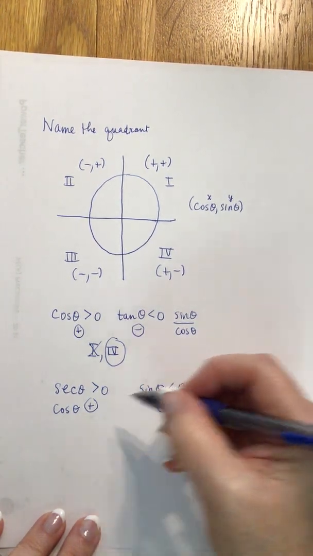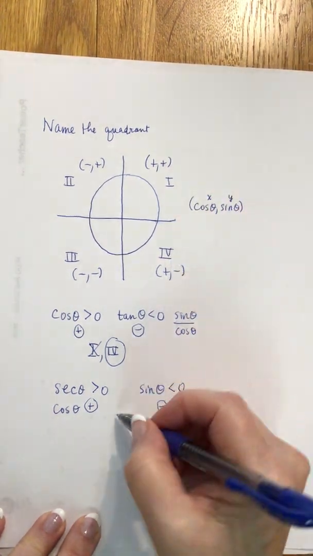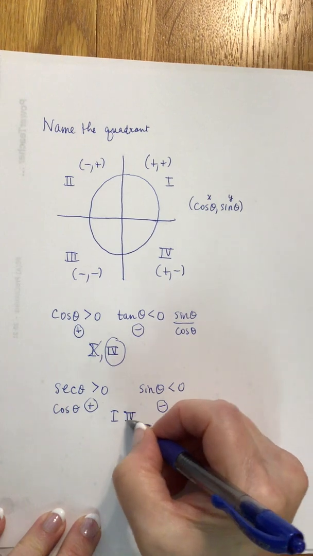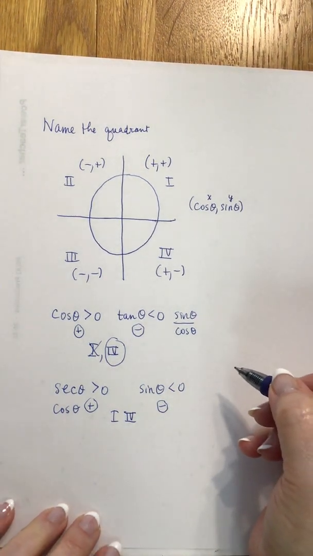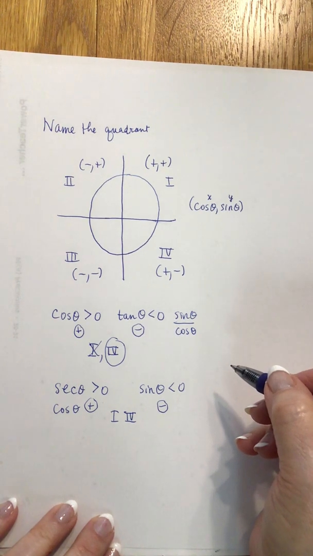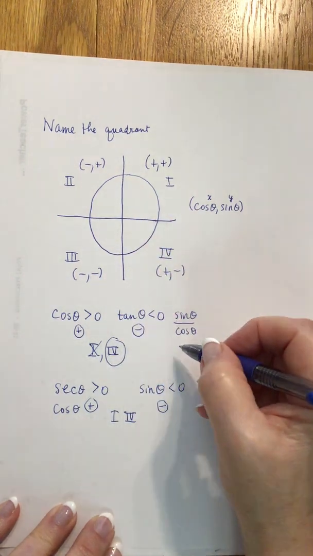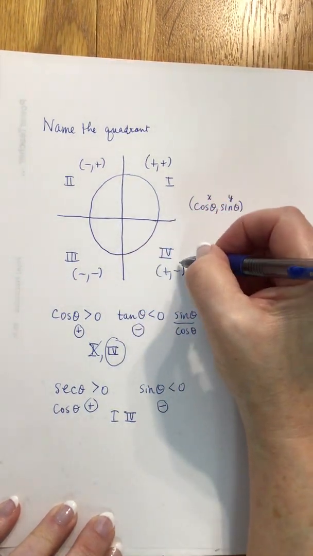So where is cosine positive? We already said that was 1 and 4, right? So of 1 and 4, where is sine negative? Sine is the y value. So between 1 and 4, sine being negative would be 4.